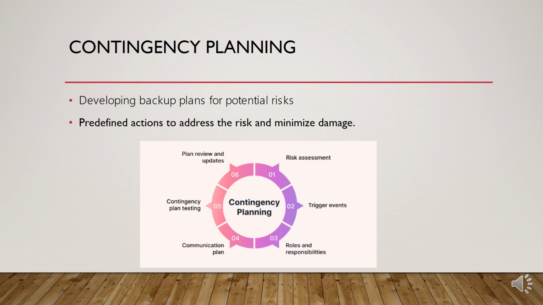For example, consider a risk has arisen, that is, a critical supplier might fail to deliver materials on time. The contingency plan would be to identify and engage with alternative suppliers ahead of time to secure materials if delays occur.